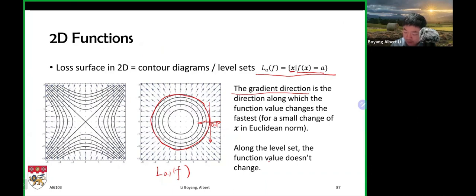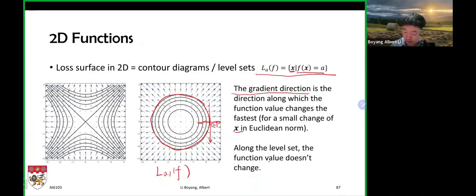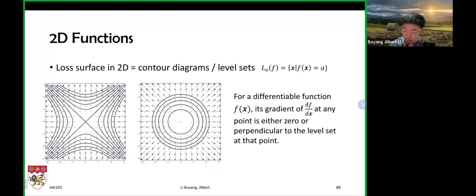If you constrain how much you can move, just for a very, very small, infinitesimal step, and along the level sets, the function value does not change. Okay, for a differentiable function f(x), the gradient at any point should be either 0. If it's 0, we say there's no direction, and it's going to be at the local minimum, the gradient is going to be 0. But if it's not 0, it will be perpendicular to the level set.